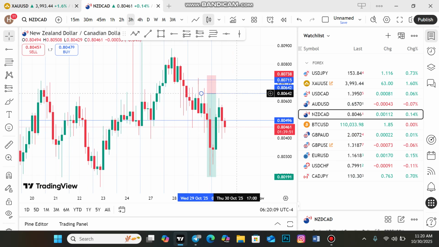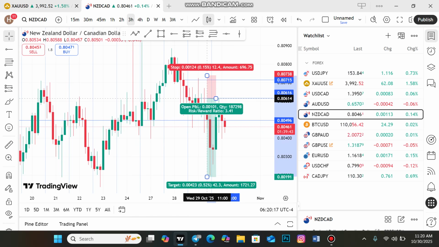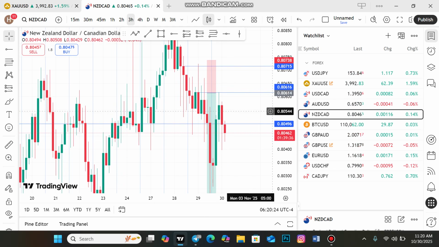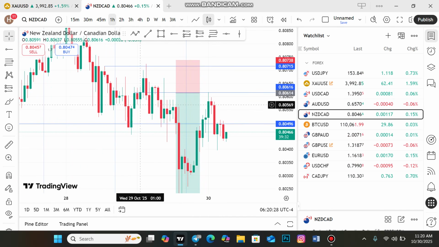From this confirmation entry on 3 hours, this was what I played directly. This entry, just played this entry directly, and that's how I got 1:3.41. But I played that entry I showed you on 1 hour, which is very correct.